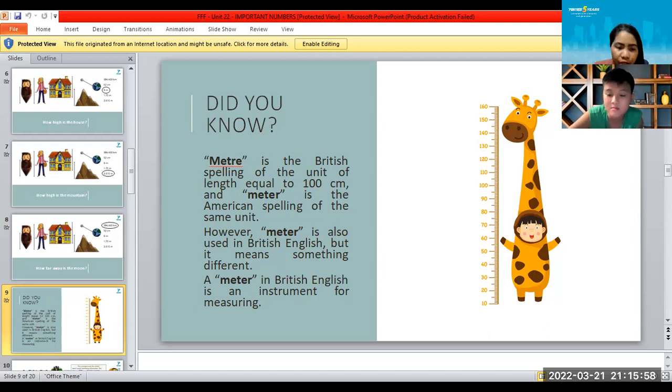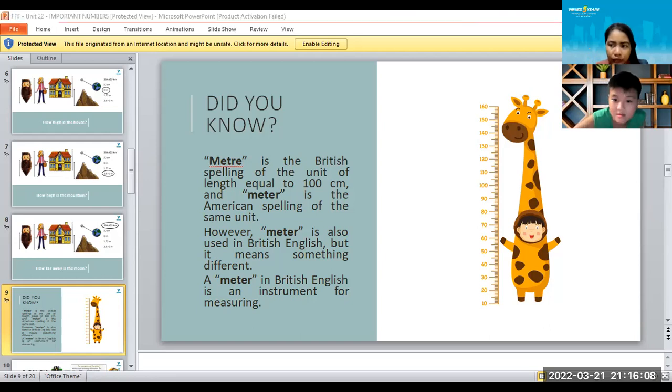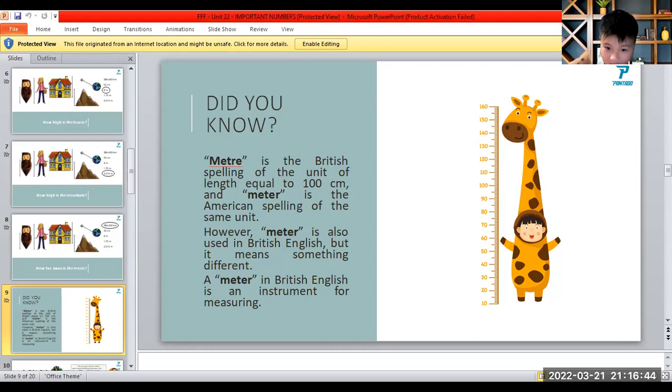Have you tried to use the meter? Yes. Okay, question. Is the meter very important? No, I don't see your question. No, the question is not in the slide. This is my own question. Is the meter important? Yes, it is. Why?